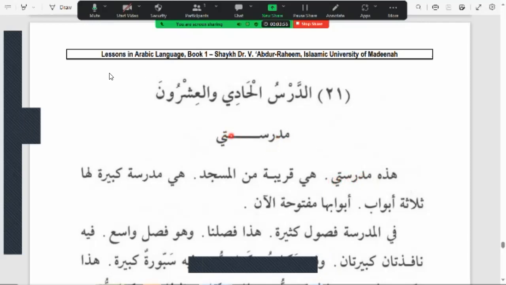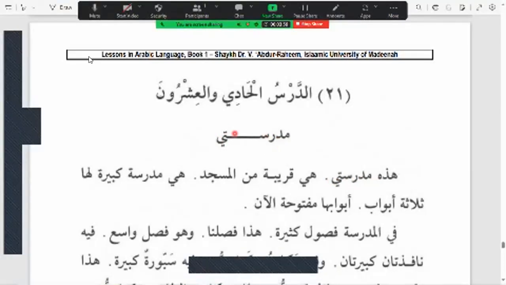Madrasati, we have a ya attached to an ism which is feminine. This is ta marbuta, but when you join a ya, a pronoun, to it, it becomes an open ta. Say madrasati, this is ya mutakallim. So if you want to say my school, we add the ya and put an open ta here. So my school, هذه مدرستي.